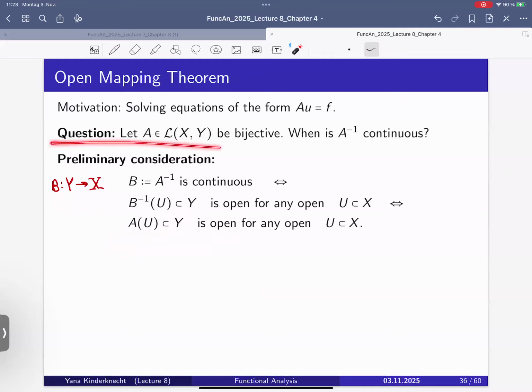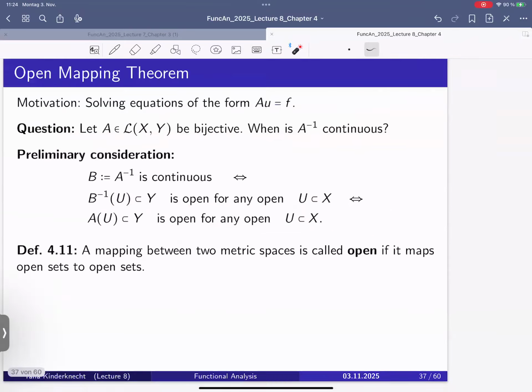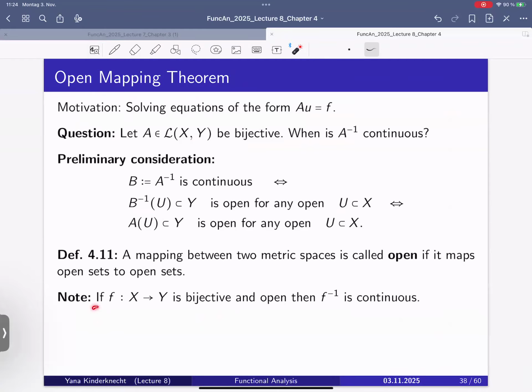So motivated by this problem, by this aim, we are interested in mappings A such that they map open sets to open sets. So this gives the definition. A mapping between two metric spaces is called open if it maps open sets to open sets, like here. So we have a mapping A, and it is open if this holds. Note, if F is a bijective mapping and an open mapping, then its inverse is a continuous mapping. This is just exactly our consideration.